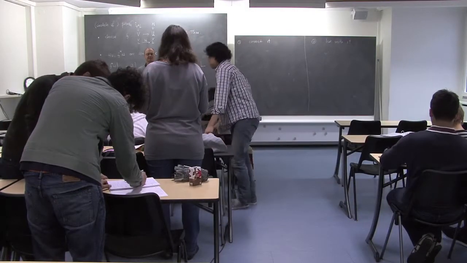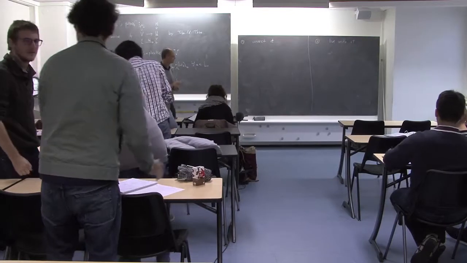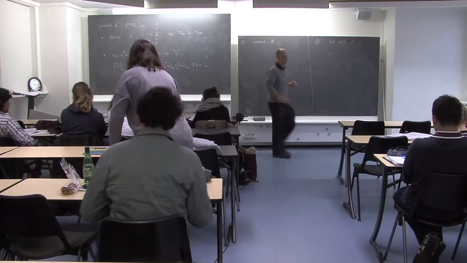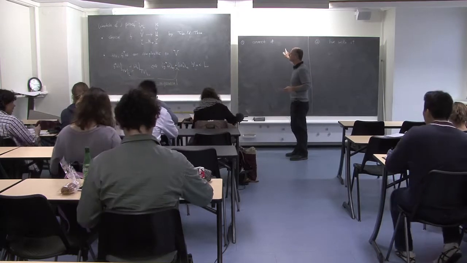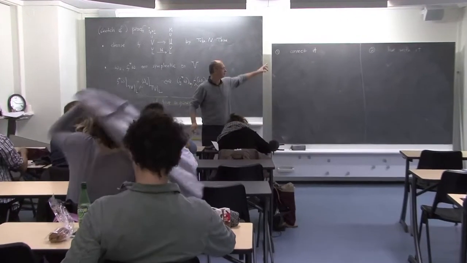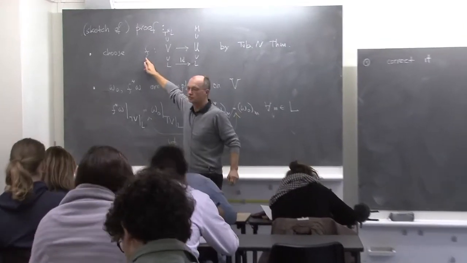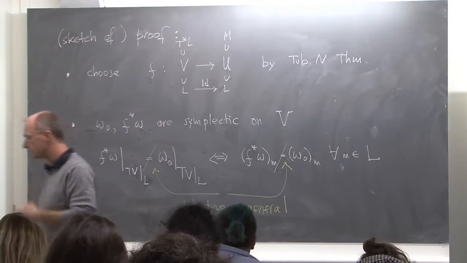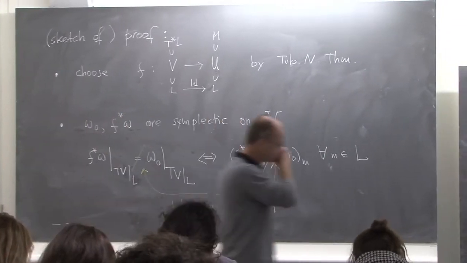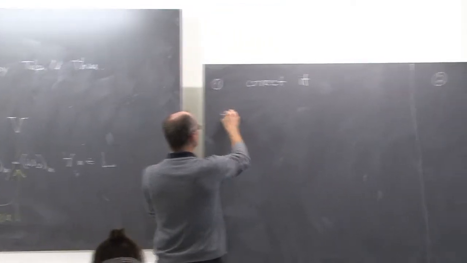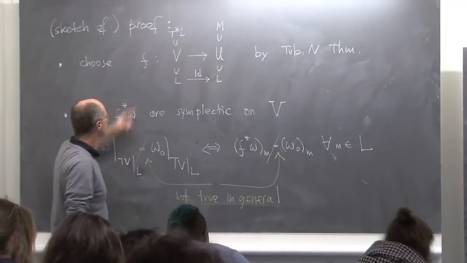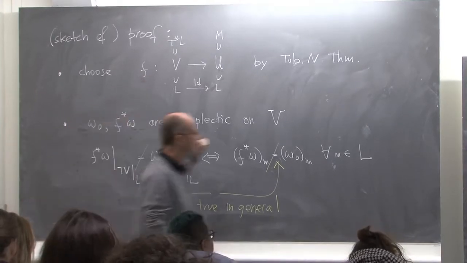All right, let's continue. So let me describe two strategies on how one can deal with this problem. As I said, the first idea is to correct F, so to choose F more carefully. In fact, I will make the statements, but you'll prove them in the next problem set. So the first idea is to choose the Riemannian metric, which will eventually give you the map F.